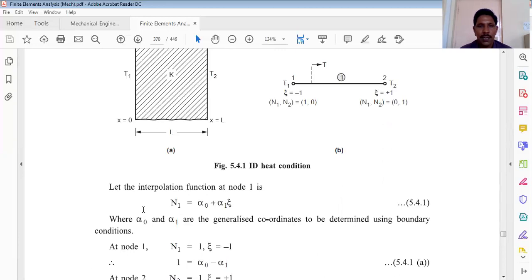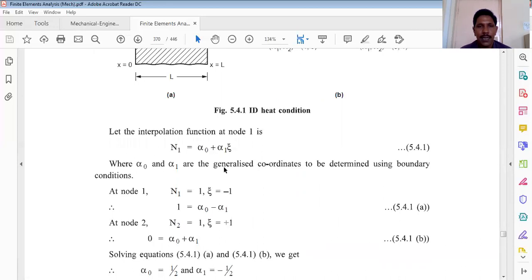So in general, the shape function model can be expressed as N is equal to alpha naught plus alpha 1 zeta. And to determine the shape function N1, we have to express N as N1: N1 is equal to alpha naught plus alpha 1 zeta. Now we have to use the boundary conditions of node 1 and node 2 to determine N1 and also to determine N2. So first of all, to determine N1, at node 1, N1 is 1 as zeta is equal to minus 1. So we can express equation 5.4.1 as 1 is equal to alpha naught minus alpha 1.